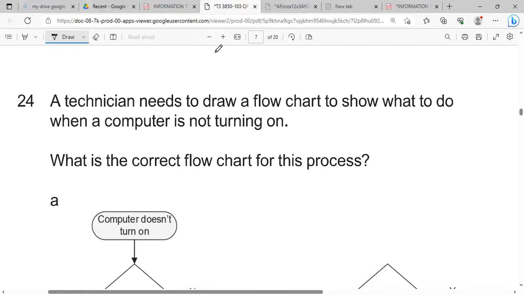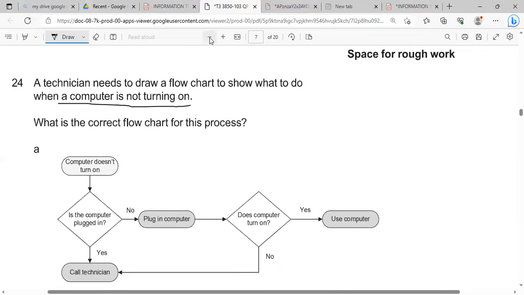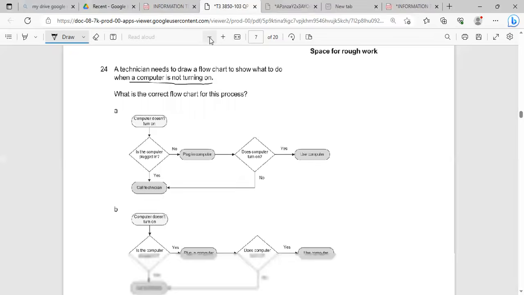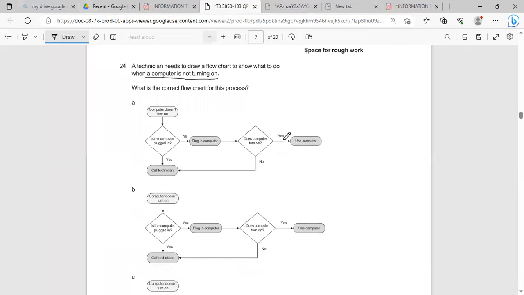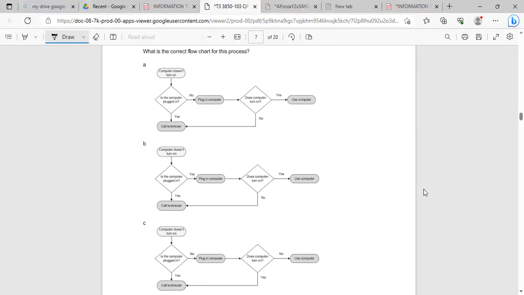So a technician needs to draw a flow chart to show what to do when a computer is not turning on. So guys, right about now, the computer information technology paper should be previewing on my channel. So guys, ensure that you watch that, all right? So when it is all about helping everyone, you know. I'm trying to get it for you guys to see all of it, but it seems like I will not be able to do so. I don't want to make it too small where you guys can't see it.